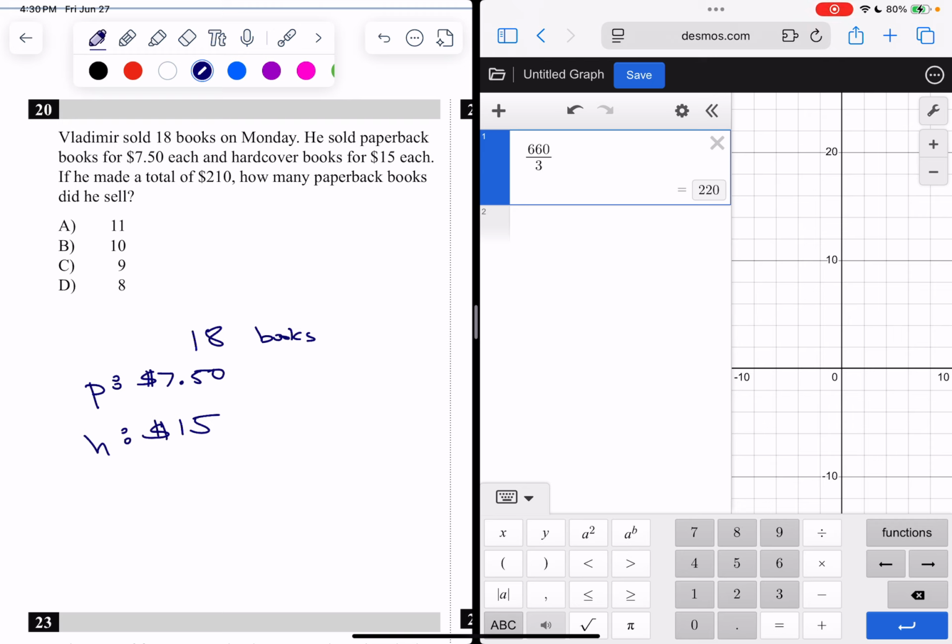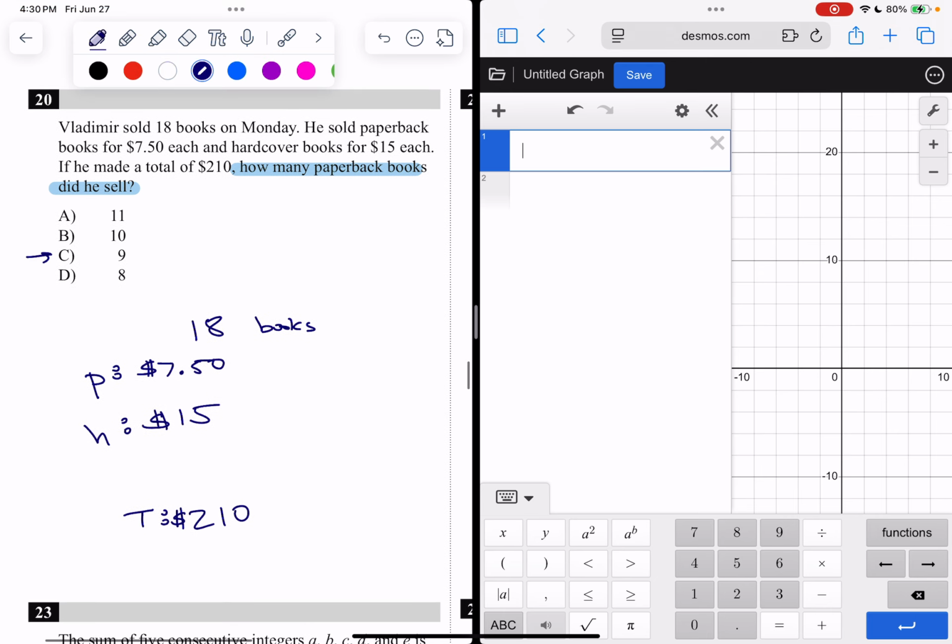He made a total of $210. How many paperback books did he sell? Well, because this is Backsolve, I know he either sold 11 or 10 or 9 or 8 paperbacks. So let's start in the middle. Let's start with 9 paperback books.